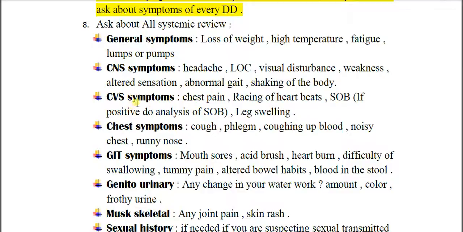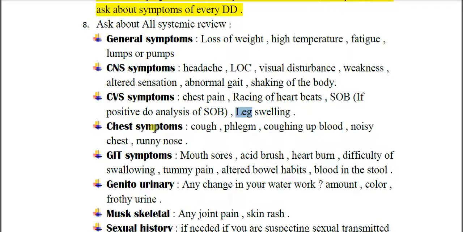For cardiovascular symptoms, you have to ask about chest pain, racing of heartbeats, and shortness of breath. If shortness of breath is positive, you have to analyze every positive finding with the patient. For example, when did the shortness of breath start: gradually or suddenly? Is it increasing, decreasing, or the same? Do you notice anything that exacerbates it, like exertion or lying down? Does it awaken you from sleep for fresh air? For example, leg swelling.